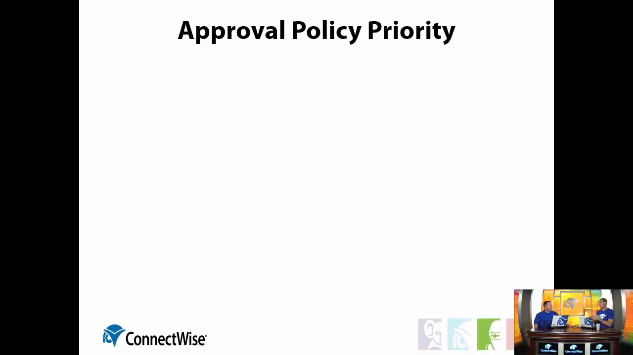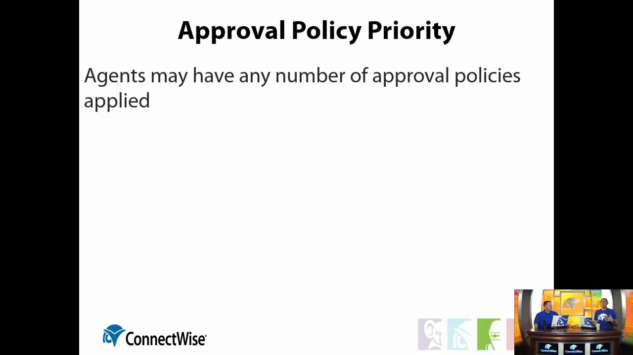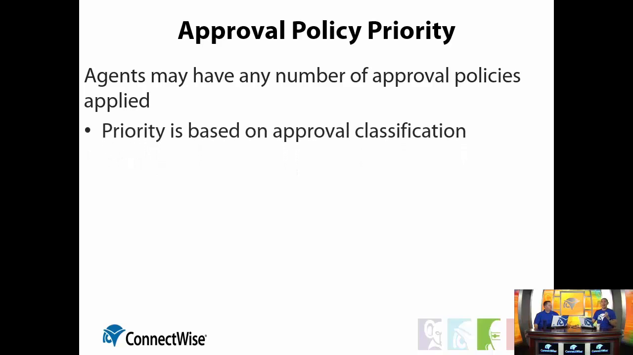These are the classifications of my actual patches. These are controlled mainly by that classification. Because we're going to have agents that are going to have a number of approval policies applied to them, so we only care about the classification of that patch. And the priority is based on the approval classification. They go like this. Not set is going to be the lowest priority. Obviously, I have a new patch show up. It's not going to have a priority. It's going to be at the bottom.